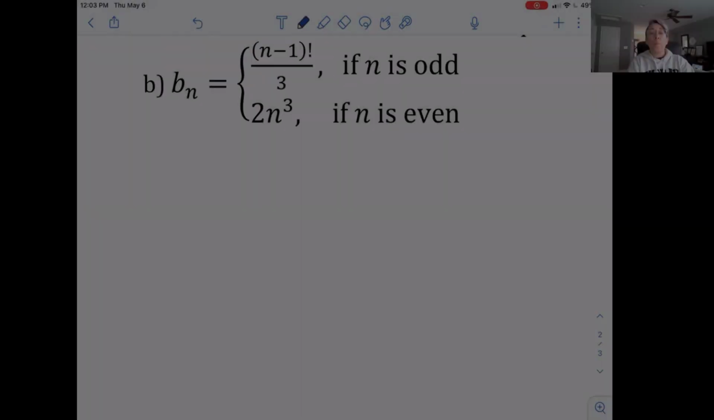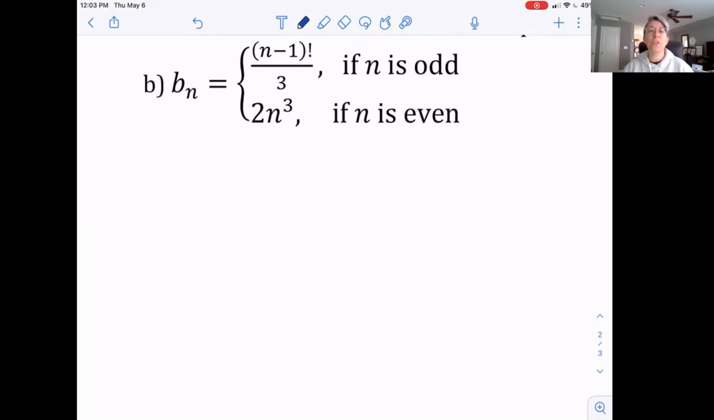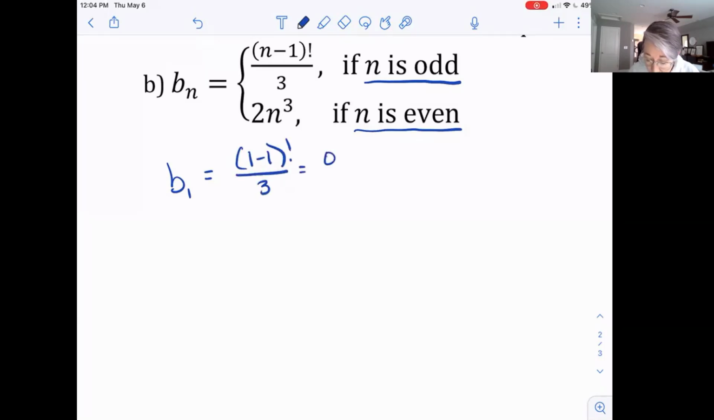Part B is a little bit different because it's given to us as a piecewise function, but that's fine. Our instructions are if it's an odd term, then we use that top portion. If it's an even term, we use the bottom portion. B sub 1, our first term, is odd, so we're going to use that top formula. We will have (1 minus 1) factorial divided by 3. Remember, 0 factorial is defined as 1, so we get 1/3. And if you forget, you can put 0 factorial in your calculator. It will give you a 1.